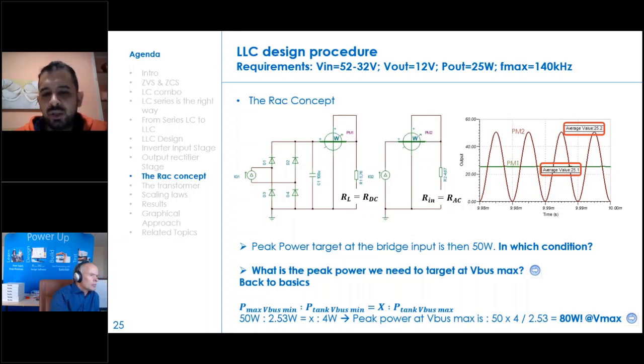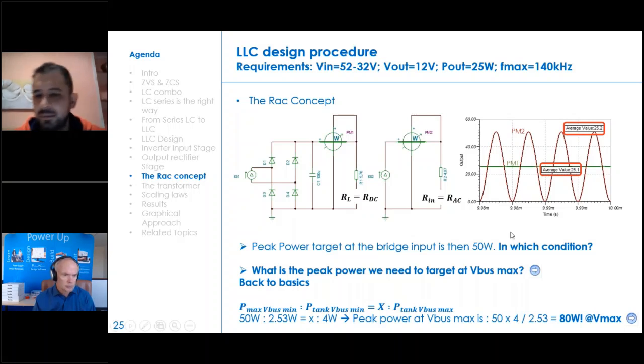So in which condition do we need to verify that? Again, surely at minimum bus, because we understood that at minimum bus, we are able to deliver less power. So if 25 watts DC is related to 50 watts peak at the input bridge and minimum bus, what is, again, the peak power we need to target at the bridge input if we work at the maximum bus? Simply by using a proportion.